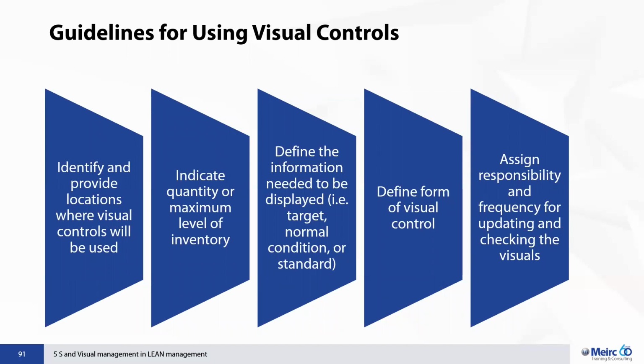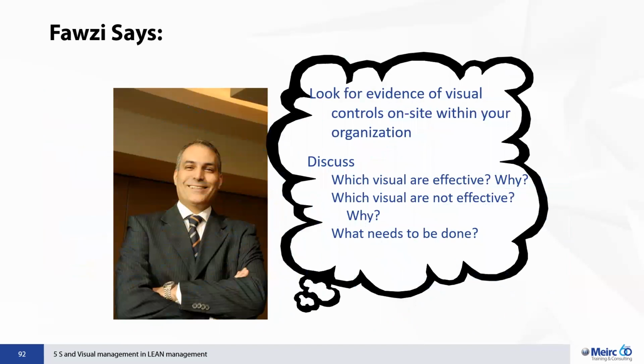That's basically under visual controls, visual management, which basically complements the lean thinking and the lean implementation and the 5S. And again, try to look for evidence of visual controls on site within your organization. Do you have your visuals in place? Are they effective? What type of information do they provide?